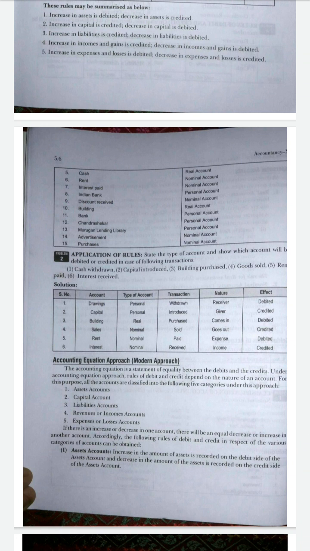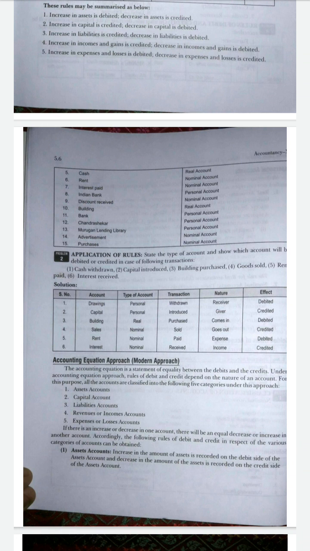So what is the effect of the transaction? It is a personal account. So what is the rule? Debit the receiver, credit the giver. So receiver, apply the rule. The amount is coming inside, so we are writing the nature as receiver. As per the personal account, the rule is debit the receiver. So the effect of the transaction is debited. Understood?